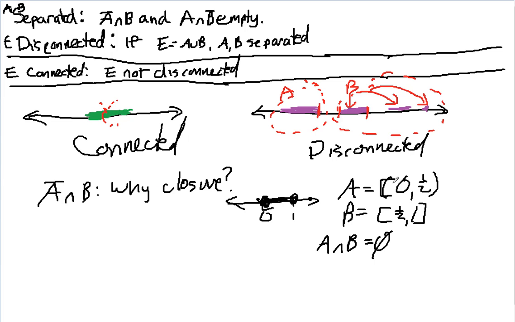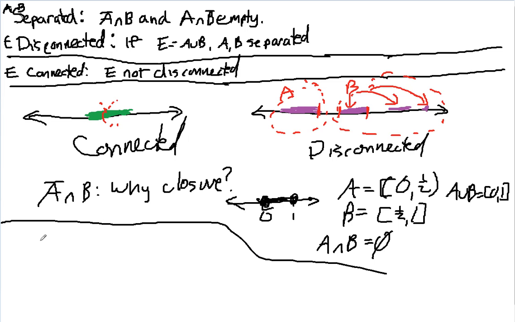We want to avoid this situation, because here A union B is clearly equal to 0, 1, which is what we want. But if we use A and B here, this does not describe a separated set, a disconnected set. So we want to make sure that if this one doesn't include 1 half and that one does, we eliminate that, and we do that exactly by closures.